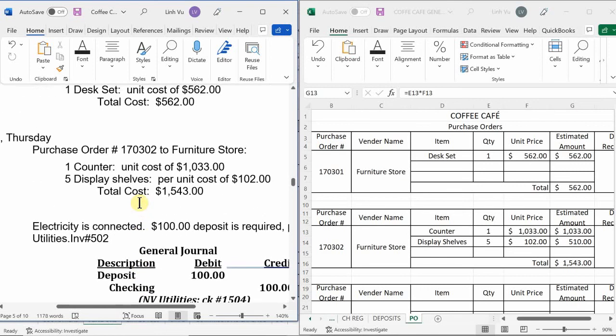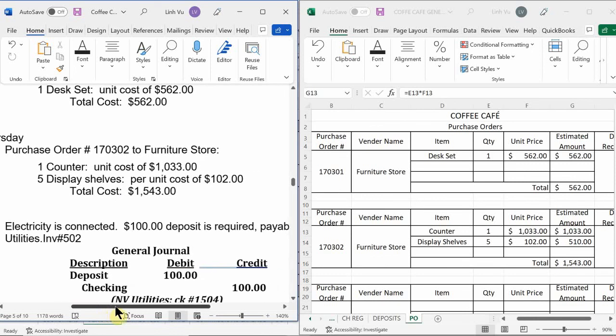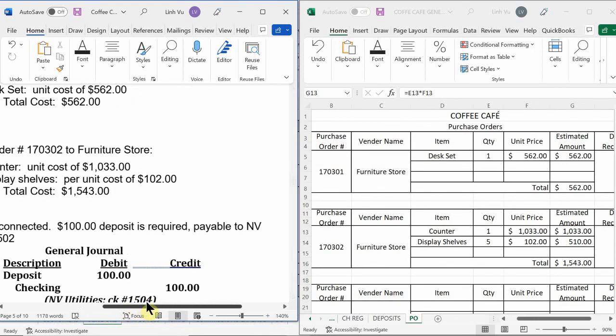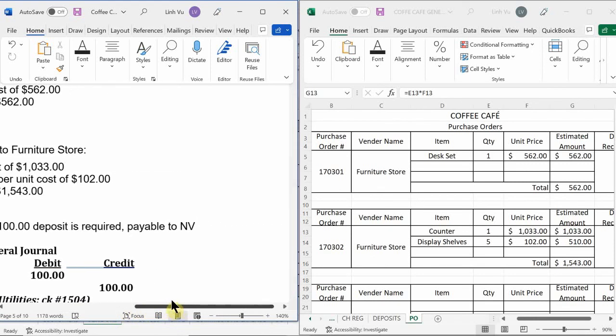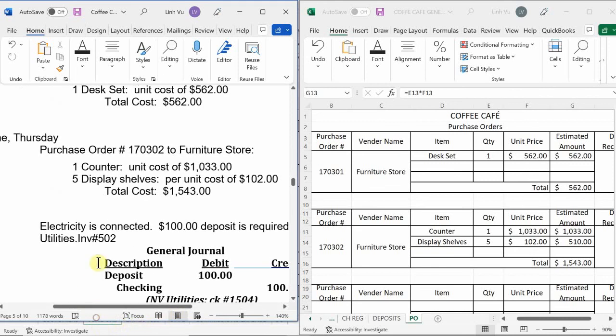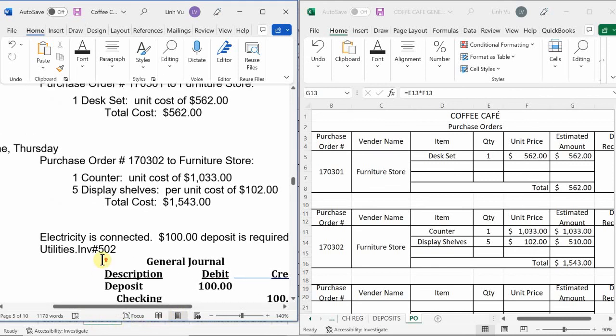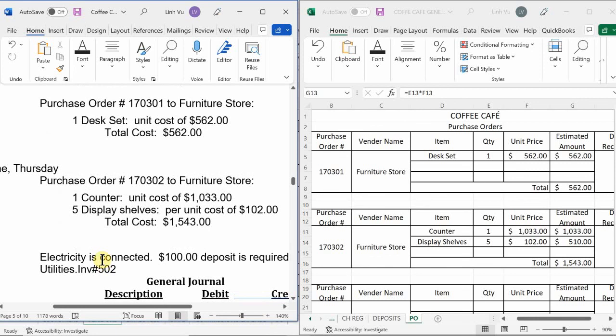Okay. So it says here, electricity is going to be connected. $100 deposit is required, payable to NV Utilities. Okay. Invoice number 502.